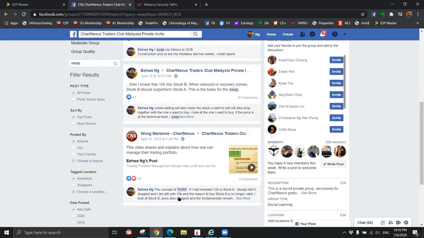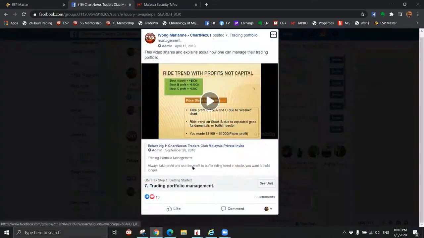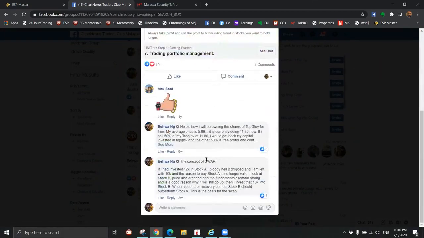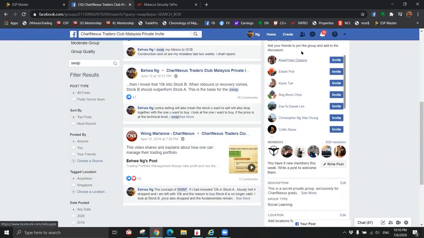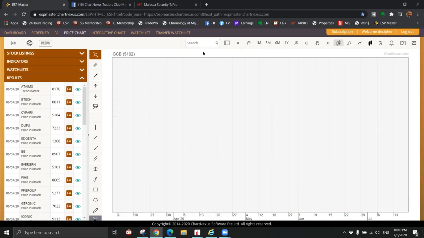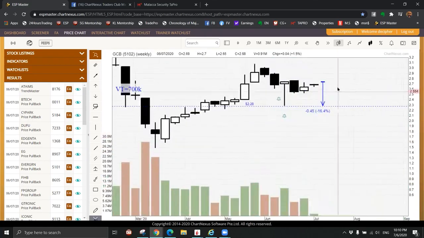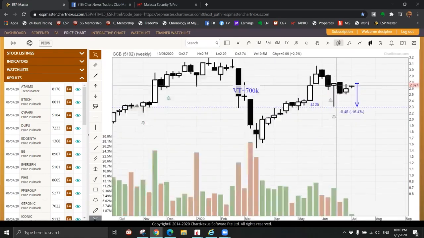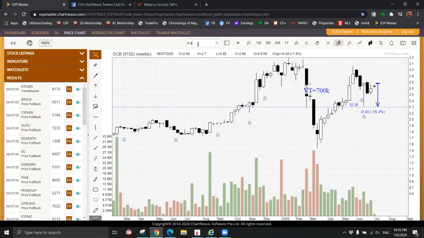I have it under this trading portfolio management, so that it will be forever logged in here. Now, how to own stocks for free? This is the example on Top Glove, and then this is the concept of swap. Okay, so come here and take a look. Let me continue. So these two. If I never swapped, I would never have had enough funds to buy GCB. How is GCB doing? Still break even level, I think. Yeah, 268. Okay, 268. And then I've got Master.